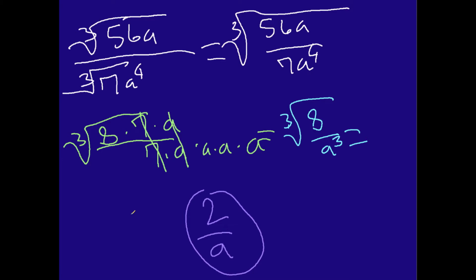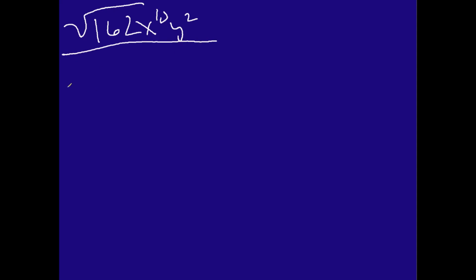Let's do one more, this time with 2 variables. So this one, it looks ugly, but if you think about it for a few seconds, it's not too crazy. Let's take a look at this and see if we can make it clear. So here we go. The square root of 162 x to the 10th power y to the 2nd power. Then we divide that by the square root of 2x to the 6th power y to the 6th power.